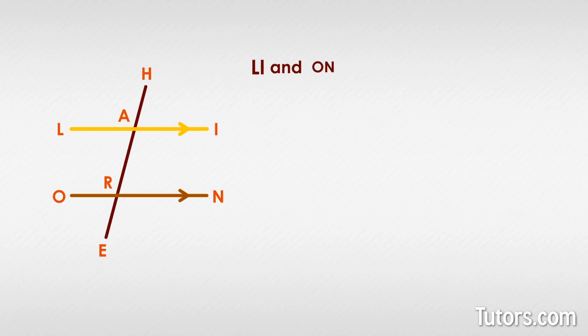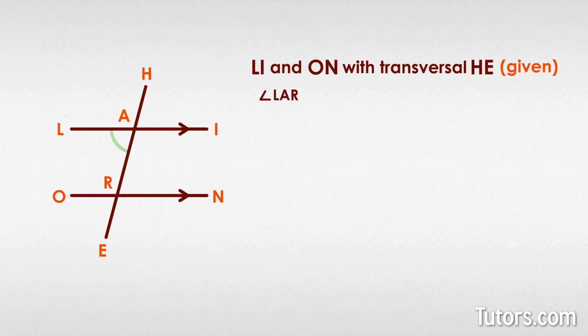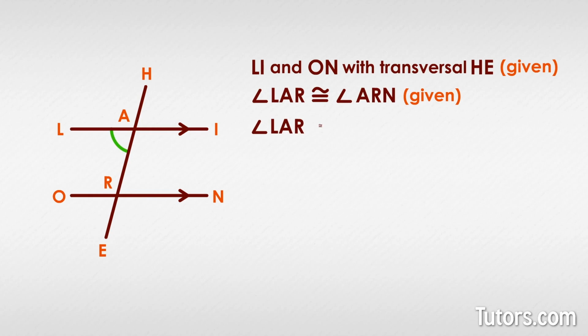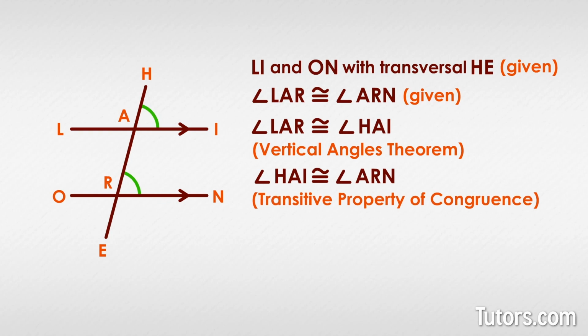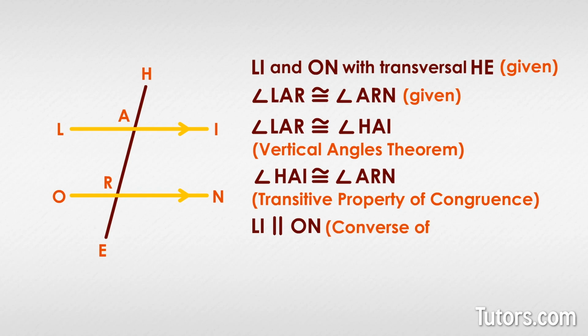LI and ON with transversal HE, given. Angle LAR is congruent to angle ARN, given. Angle LAR is congruent to angle HAI, vertical angles theorem. Angle HAI is congruent to angle ARN, transitive property of congruence. LI is parallel to ON, converse of corresponding angles theorem.